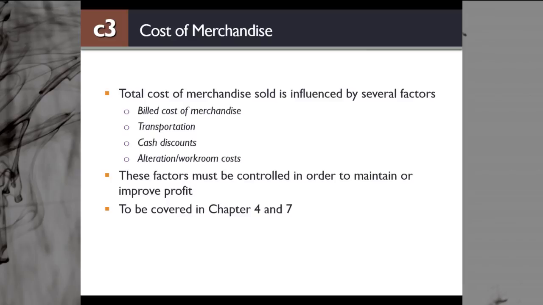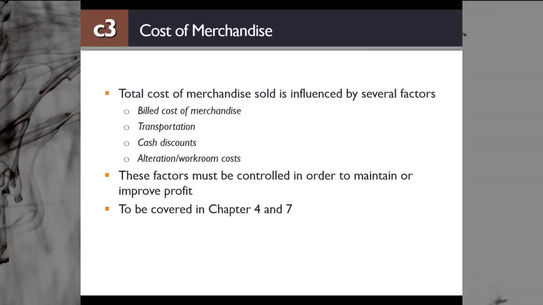And these factors must be controlled in order to maintain or improve profit. So think about the profit and loss statement you learned. If you have more of the cost of merchandise sold, actual profit will be reduced, right? So it's going to be better to control and to get a better cost of merchandise sold to make more profit.